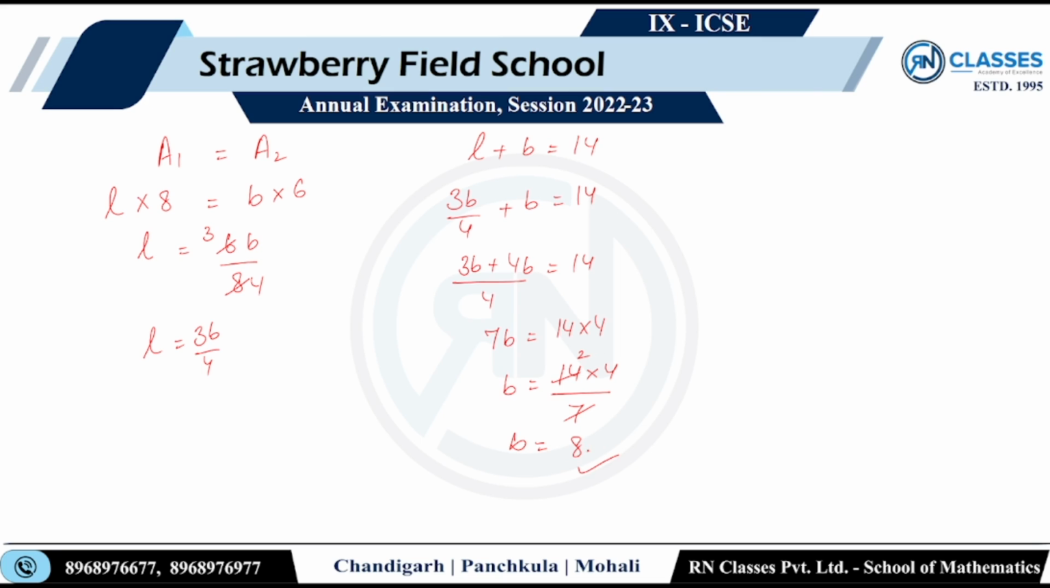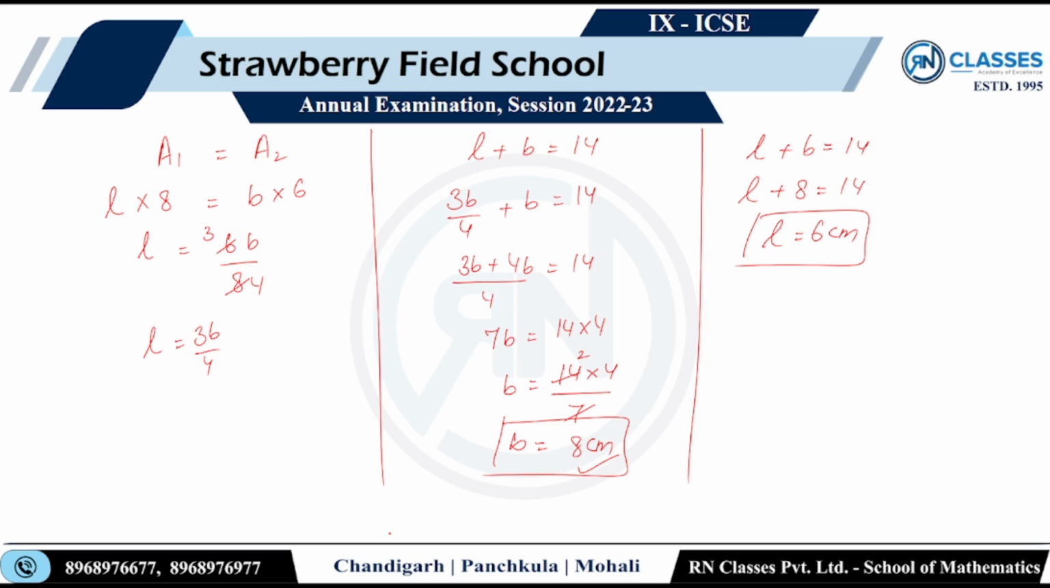मैंने B निकाल लिया 8. So of course 8 centimeters, and L plus B is 14. Now where B I have found out to be 8, I can find out L very easily, which will be 6 centimeters. See how simple, straightforward it was, but you have to write it properly to get full 4 marks over here.